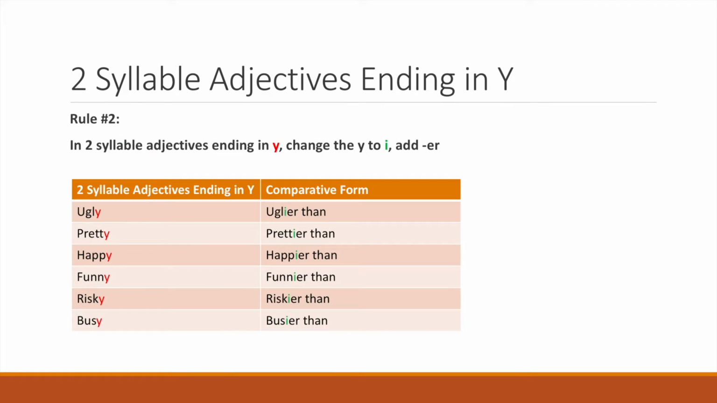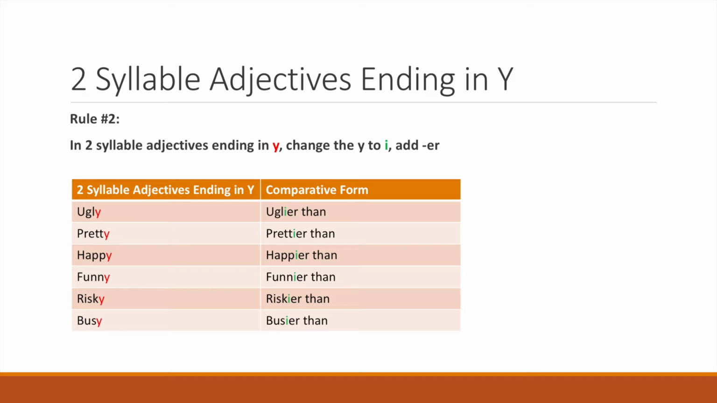Rule number 2. In 2-syllable adjectives that end in Y, we must change the Y to I and add ER to form the comparative. For example, we have the adjective ugly, a 2-syllable adjective ending in Y. So to form the comparative, we have to drop the Y, add IER, and then to form the comparative.